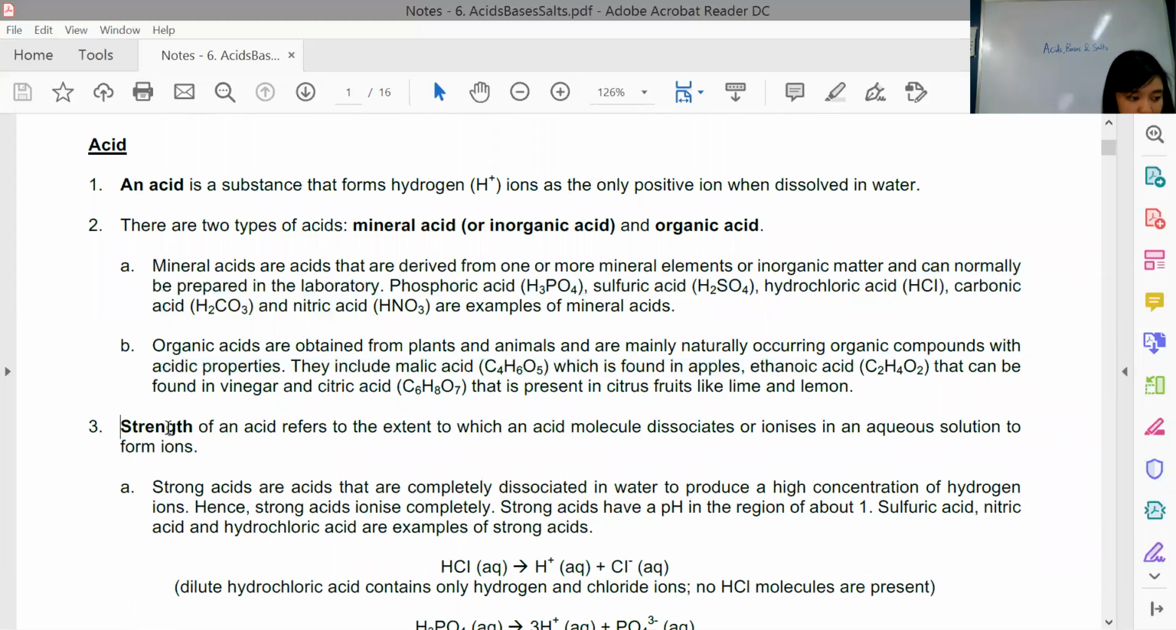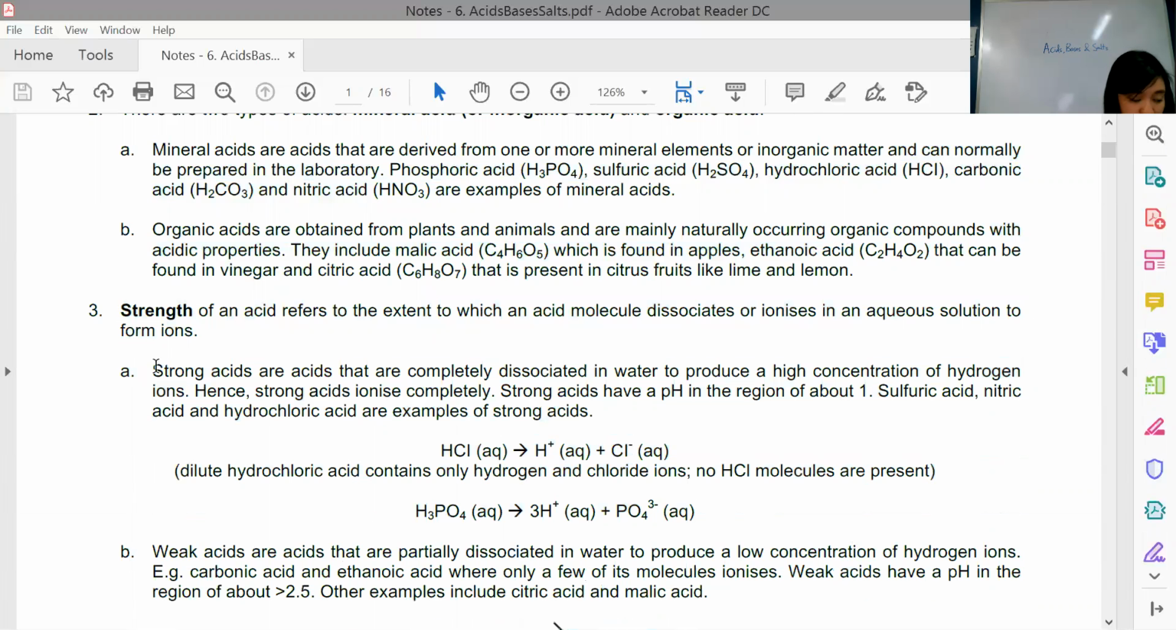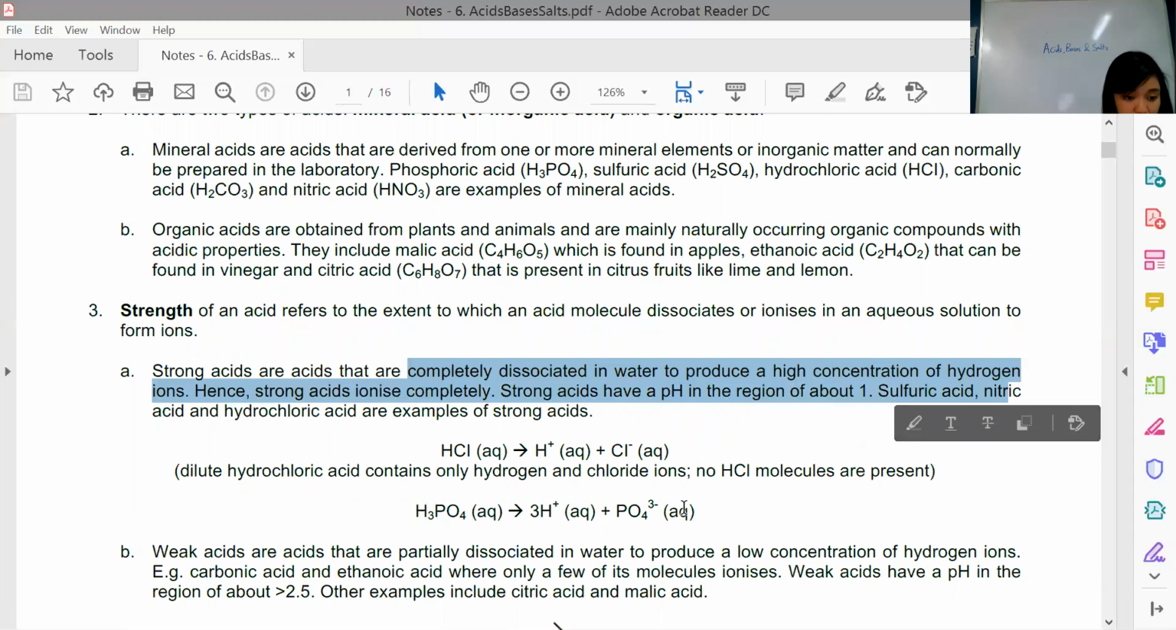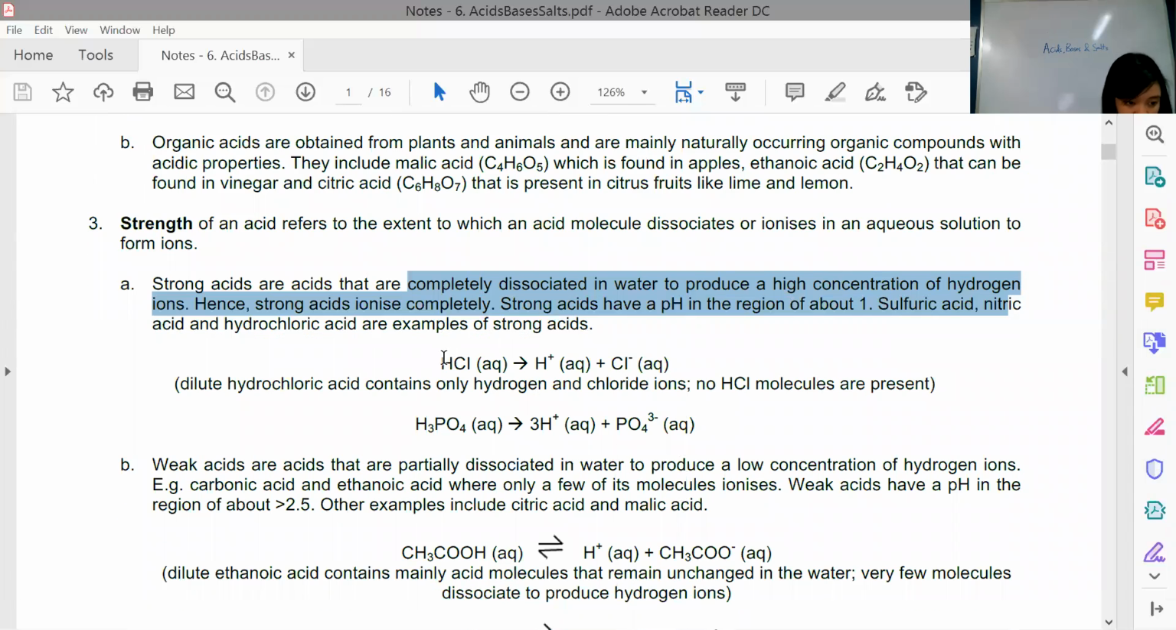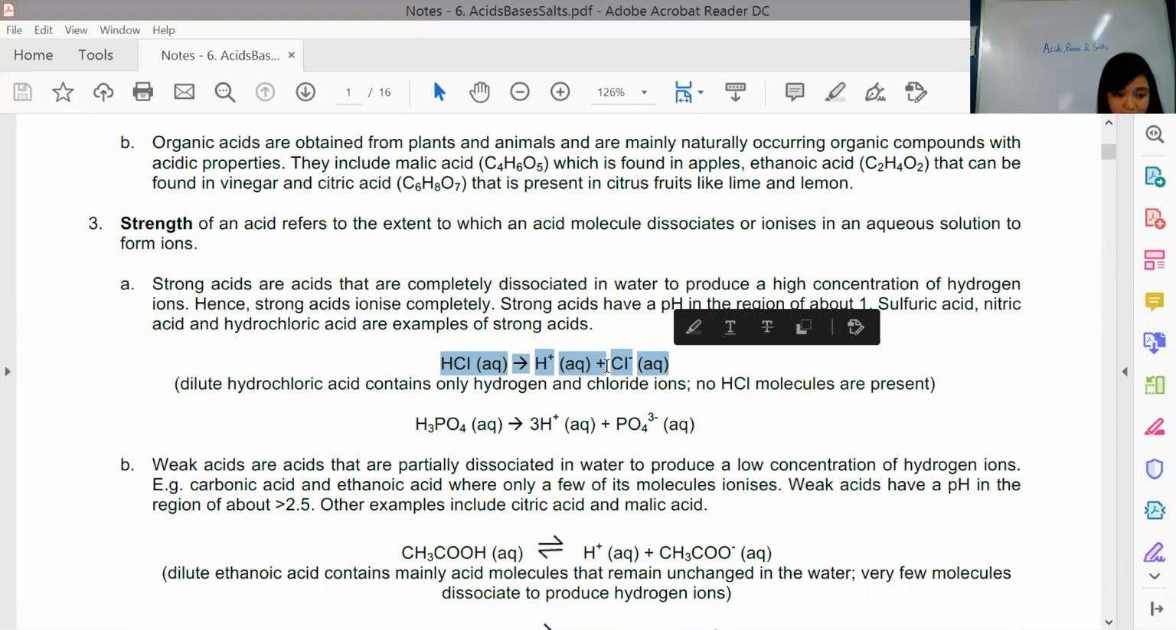The strength of an acid will refer to the extent to which the acid molecule dissociates or ionizes in an aqueous solution to form ions. If it's a strong acid, these are acids that completely dissociate in water to produce a high concentration of hydrogen ions. An example will be hydrogen chloride.